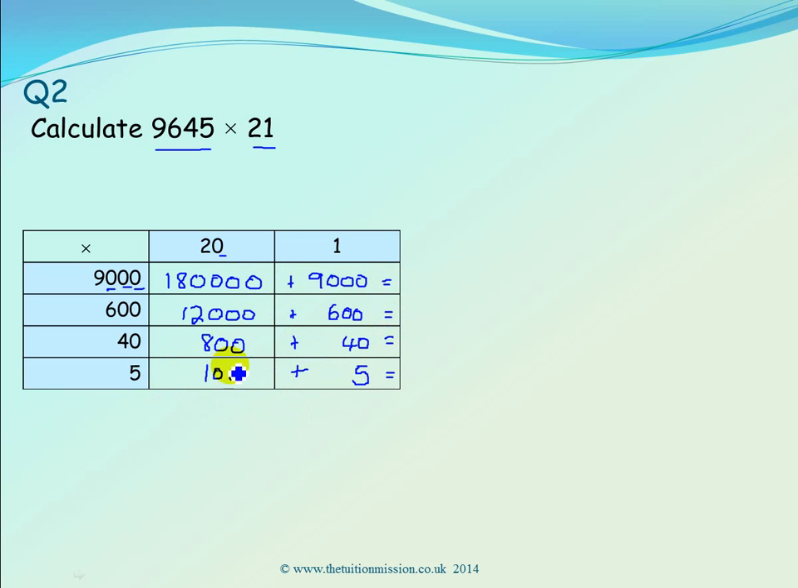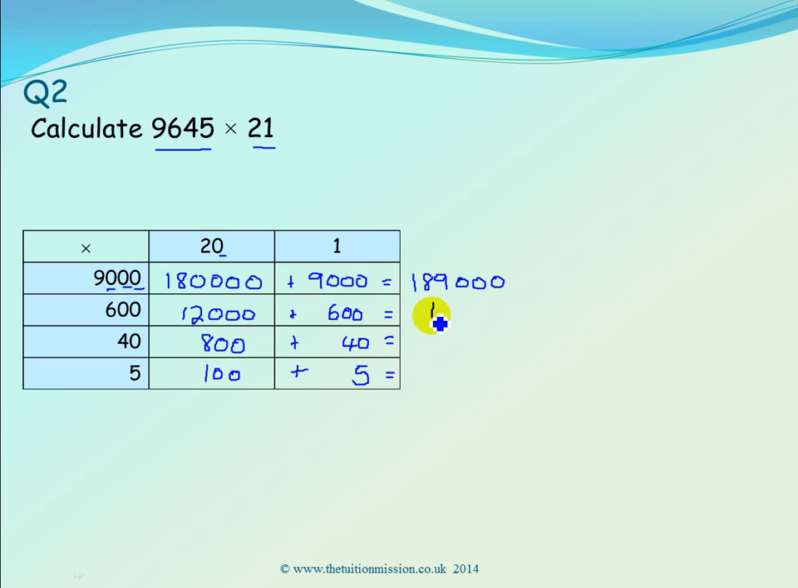If you wanted to, you could add down here and just total up 2 values at the end. It really shouldn't make any difference to your final answer. It just depends on which you prefer. So we've got 180,000 plus 9,000, which is 189,000.